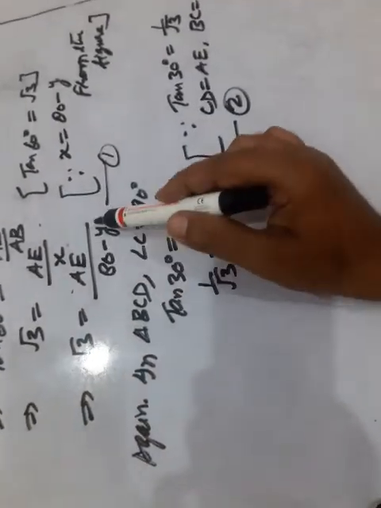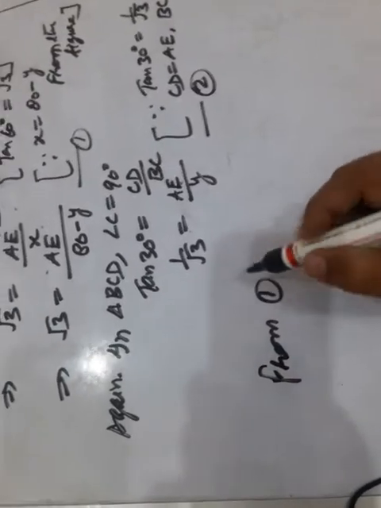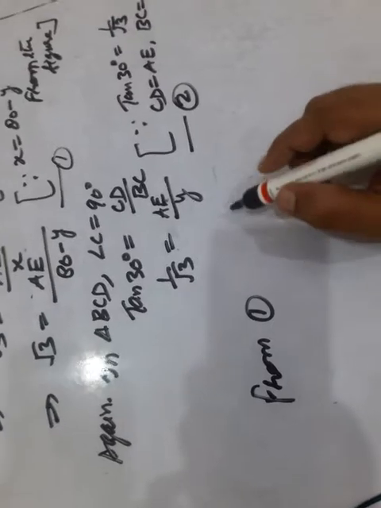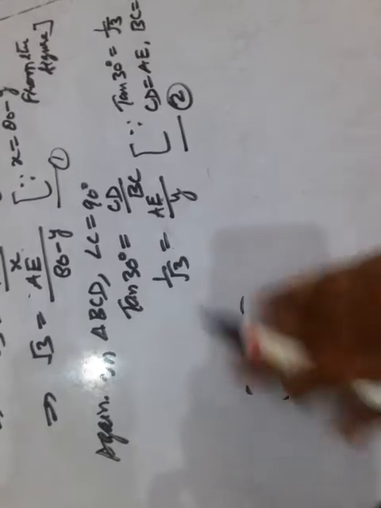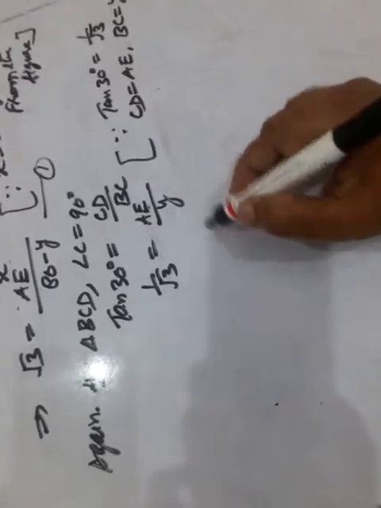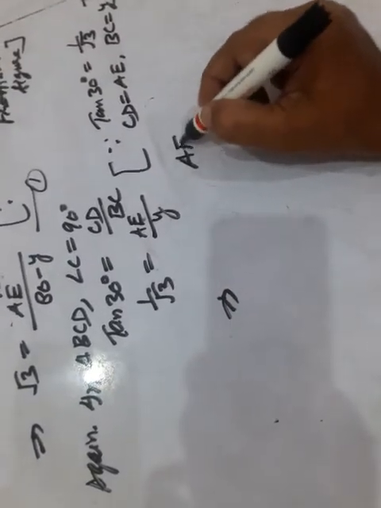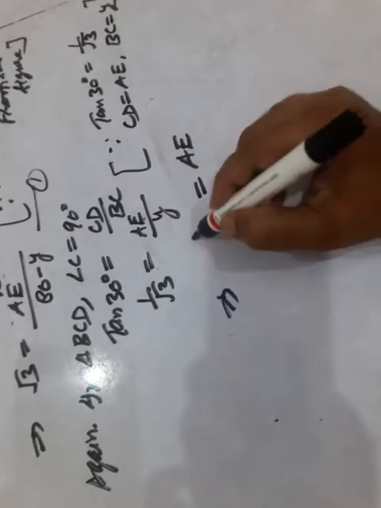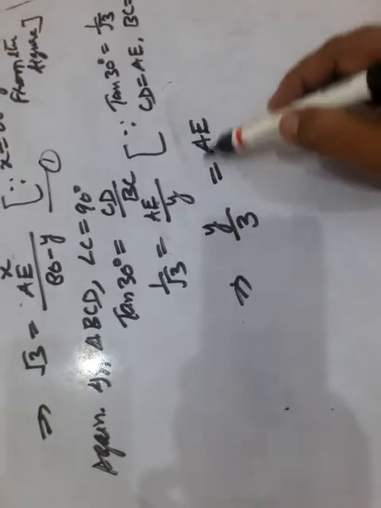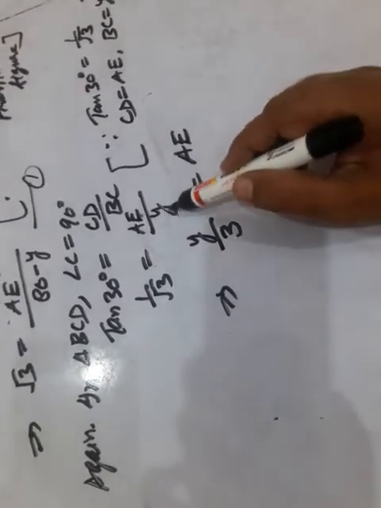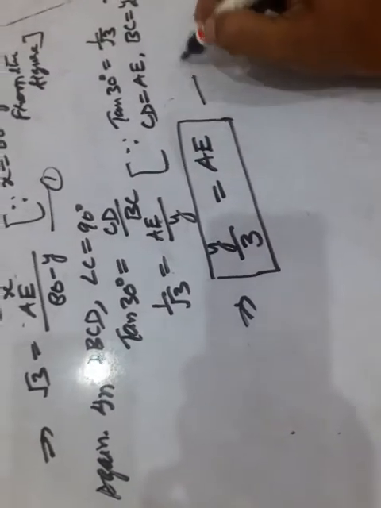Now here AE, clear? From 1, what do we see? AE equal to, children, put the value here from 1 and 2. This is Y equal to what? This implies that here AE equals Y upon root 3. Am I right? AE equals Y upon root 3. Right, children? Let it be equation number 2.